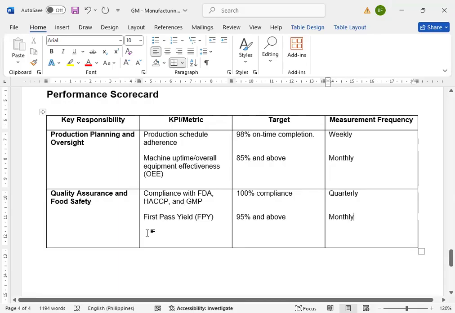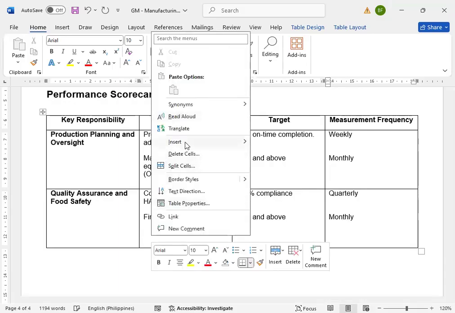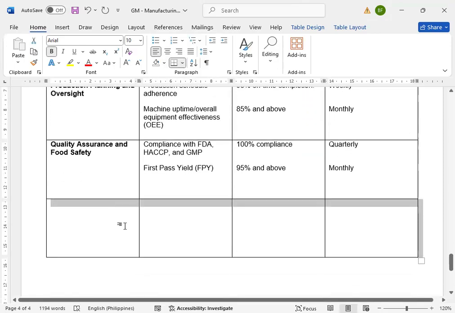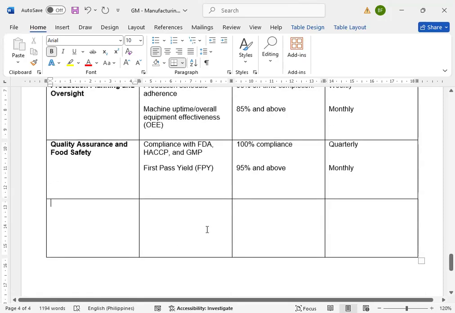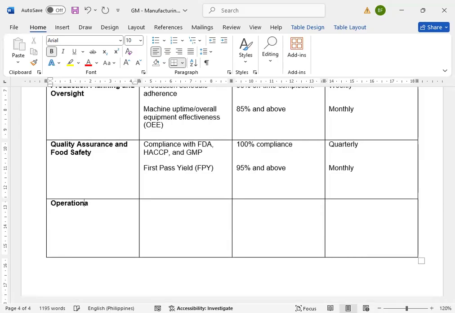Then I'm going to include another key responsibility, and that would be operational efficiency. It would mean operational efficiency of the workers, the employees, the operators, the technicians, and efficiency of the machine. That's why efficiency and process improvement.